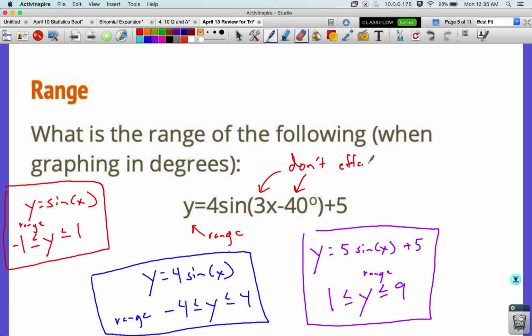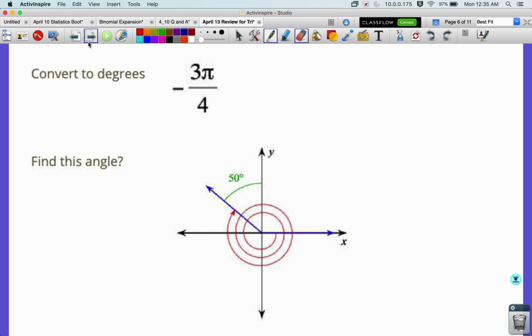Don't affect range. Or is it effect? I think when I'm using it as a verb, I think it's affect. I don't know. Send me an email if I use the wrong effect, affect. All right.